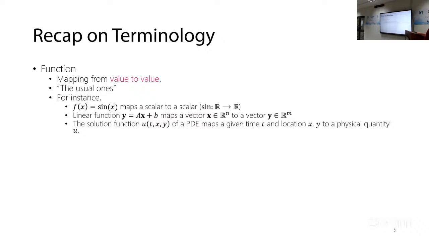So a little bit of math. Like I said, a function is a mapping from value to value. So these are the usual ones that we already know. A sine function, for example, takes a scalar and spits out a scalar value ranging between -1 and +1. A linear function usually takes a vector as an input and spits out another vector as an output, right? So those are also value to value mappings.